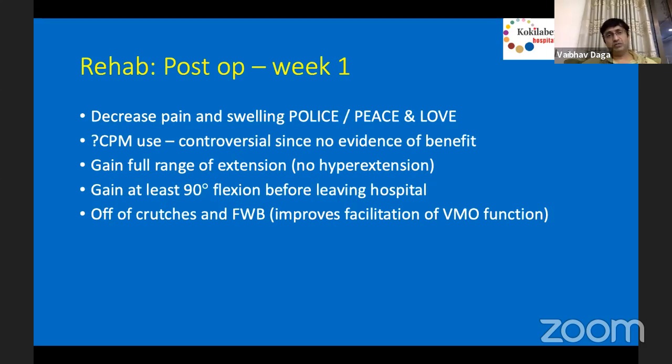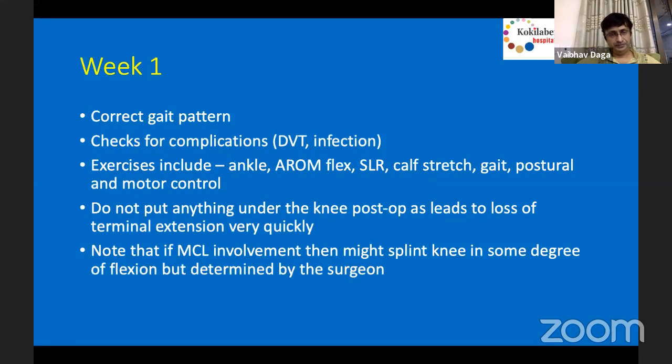You can achieve the range of motion by doing active assisted and active range of motion exercises. Gain full range of extension, basically. No hyperextension should be there, as I explained earlier also. Gain at least 90 degrees of flexion before leaving the hospital. Off crutches and full weight bearing improves facilitation and VMO function. So once you start full weight bearing, your facilitation and VMO function definitely improves.